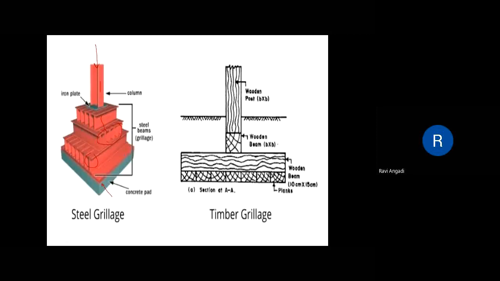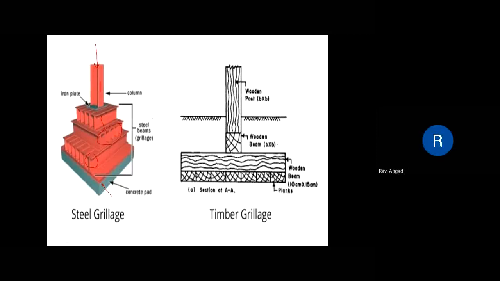So this type of footing will be provided even in bridges and so on. Wherever the load coming on the footing is very high, that is the time you will use this grillage type of foundation. Depending upon the material, this is a steel grillage and this is a timber grillage. Is it clear? This is also one type of spread footing.